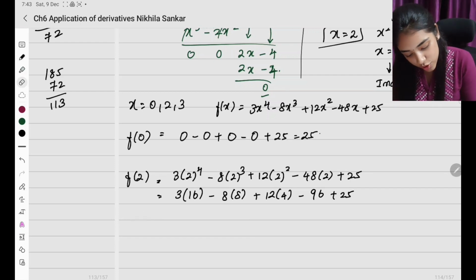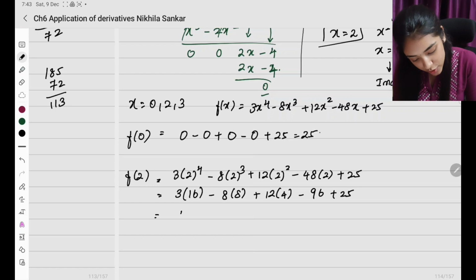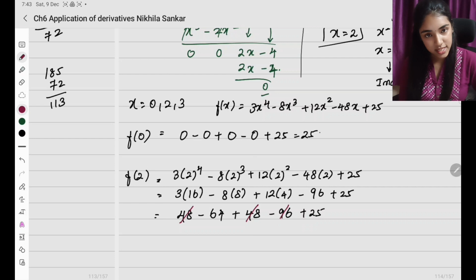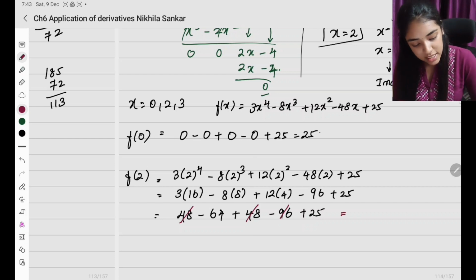F of 3, I'm writing a little below. So this is going to be 48 minus 64 plus 48 minus 96 plus 25. So I have 48 plus 48 is 96, minus 96, they get cancelled. So minus 64 plus 25.